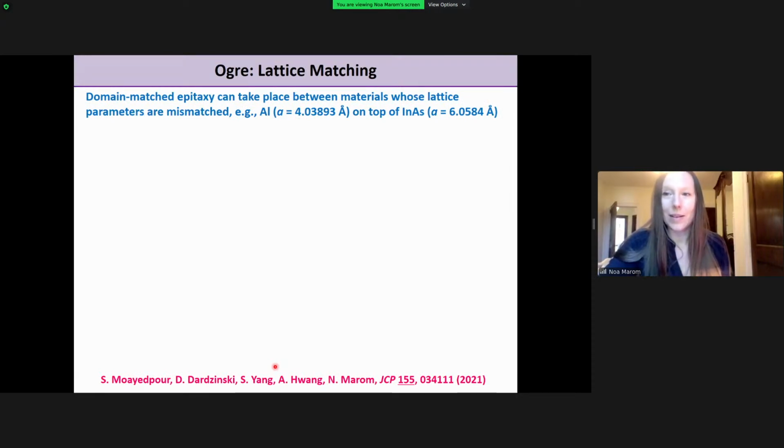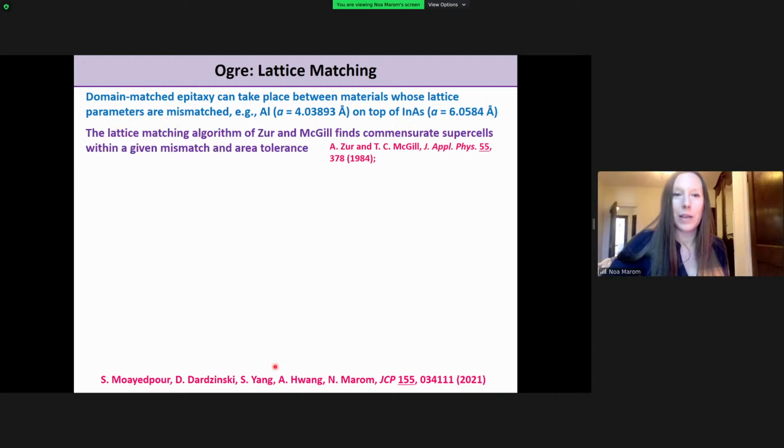So, in many cases, epitaxy is between two materials that are lattice matched, and their lattice parameters are very close. And then the film will just grow continuously on the substrate. But you can also have domain matched epitaxy between two materials whose lattice parameters are mismatched if you have supercells with integer numbers of cells of each material that form a commensurate interface. And there's an algorithm called the Zur-McGill algorithm that can help you find commensurate supercells within a given mismatch and area tolerance. And we implemented this algorithm.